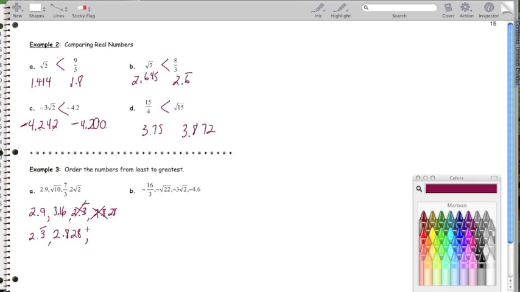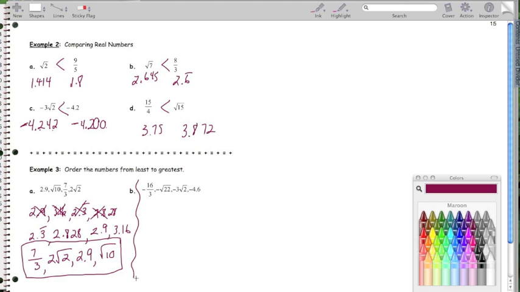Next smallest one is 2.9. And then I have 3.16. Now I don't want to leave them in this order. 2.3 repeating was actually the third one, 7 over 3. 2.828 was actually 2 square roots of 2. 2.9 was just 2.9. And the last one, 3.16, is really square root of 10. This is your final answer.